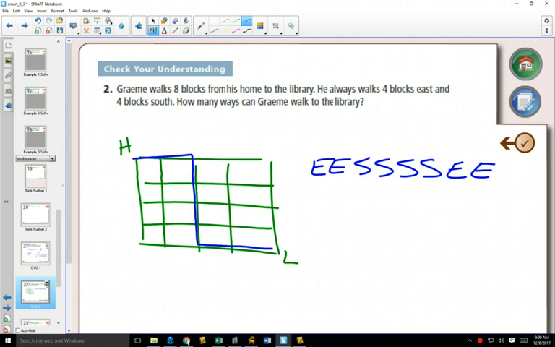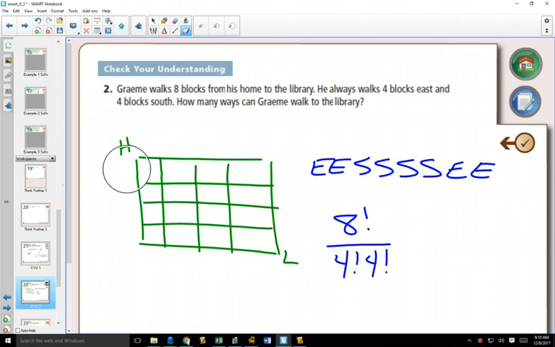Can you see that this is an identical objects question now? Because he always needs to go 4 blocks to the east, always needs to go 4 blocks to the south. And so our way of figuring that out, well, 8 letters would normally be 8 factorial, but there's repetition here. We divide by 4 factorial for the e's, 4 factorial for the s's. So if you recognize this as an identical objects question, each time you rearrange 4 e's and 4 s's differently, you get a different route.